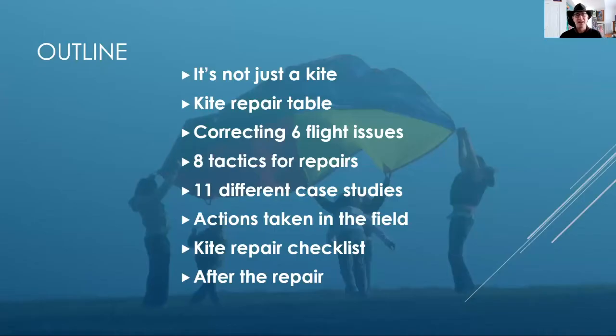So here's the topics that I'll cover. I'll talk about the kite as being part of a system that has many parts and how you can create a kite repair table at a festival to help others with assembly and repair. I'll also talk about correcting 6 different flight issues, each of which has multiple solutions. I'll talk about 8 tactics for repairs and describe the specifics about how to do those repairs. Then the case studies that I give you include 11 reasons why kites fail.